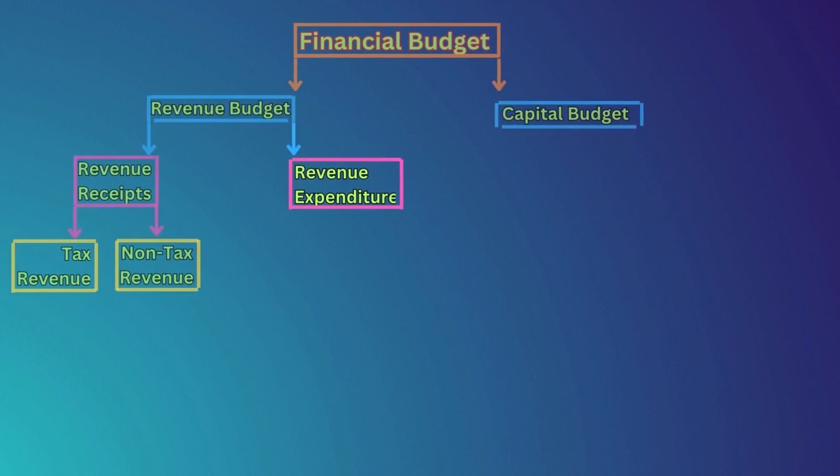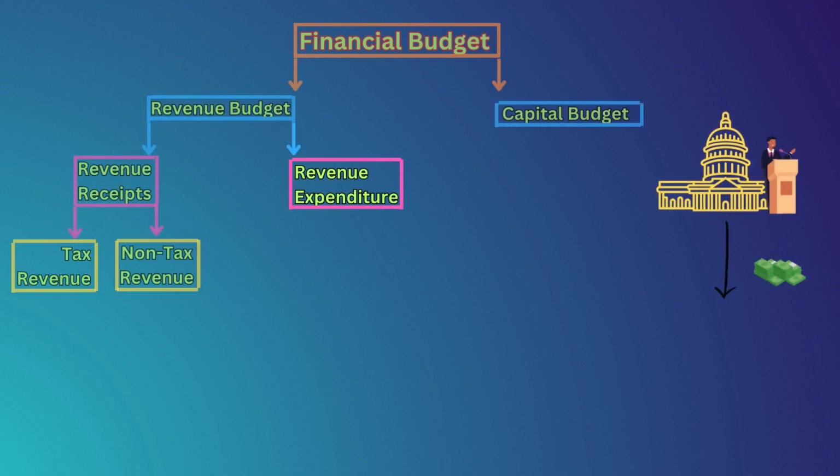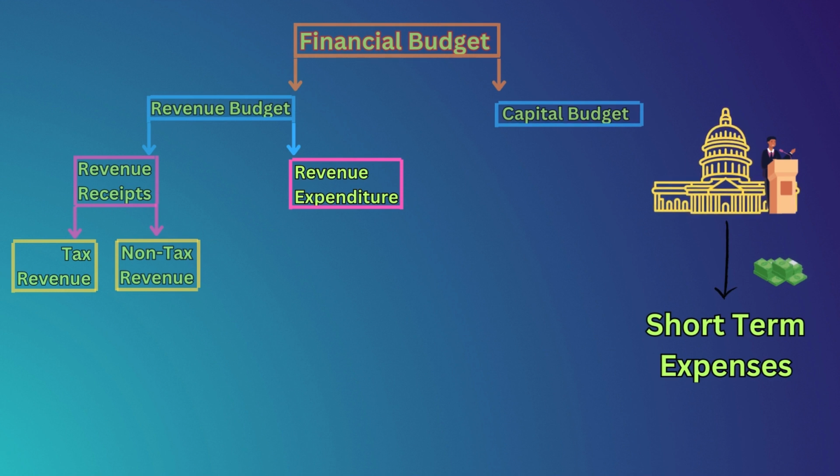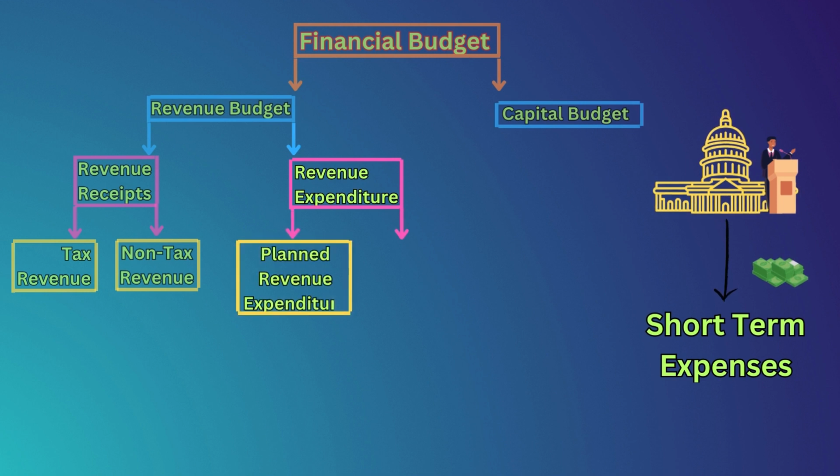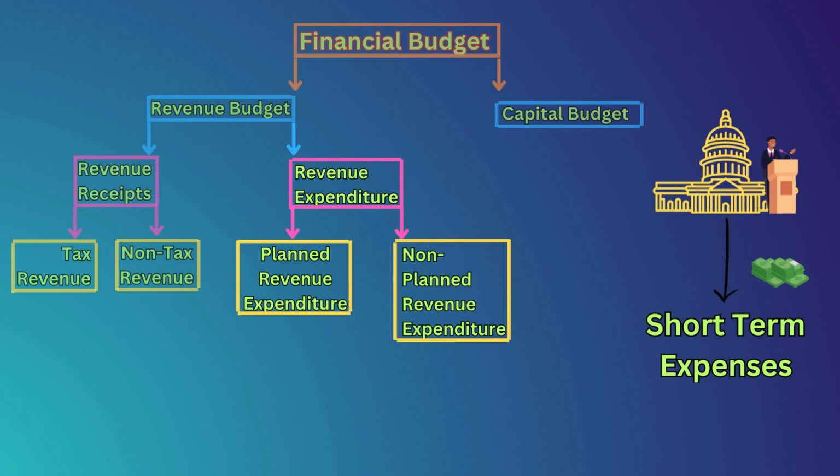The term revenue expenditure refers to any money spent by the business that covers short-term expenses. This means the money is used for expenses that are used within 1 year. Revenue expenditure is further divided into planned revenue expenditure and non-planned revenue expenditure.